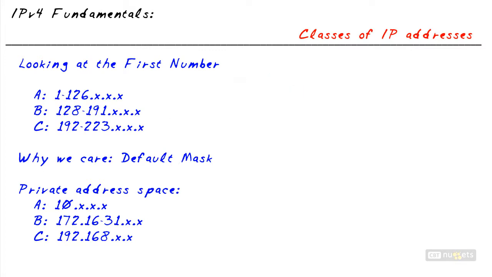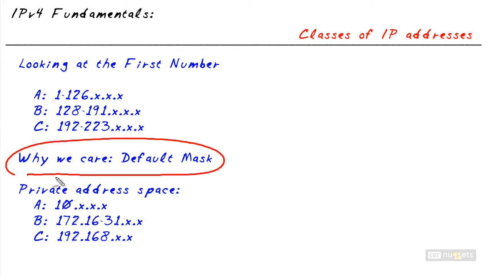The other question I seem to get a lot, and I want to talk with you about it right now, is why in the heck do we even care if it's a Class A or a Class B or a Class C address? And the reason we care is because there is a default mask, that identifier that tells us exactly how much of that IP address, going from left to right, is the network address. And that's the primary reason why we care.